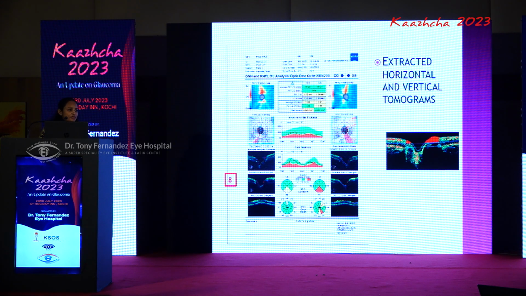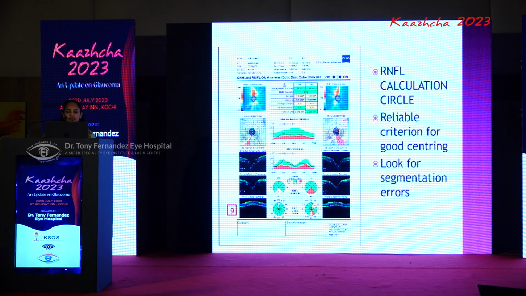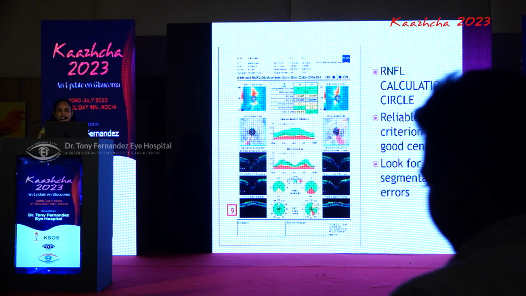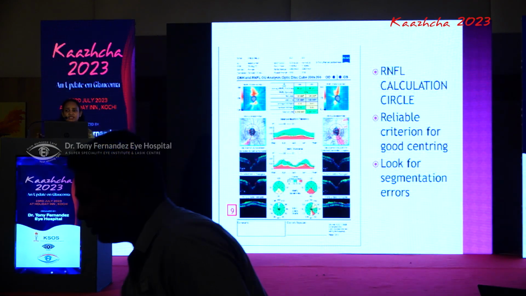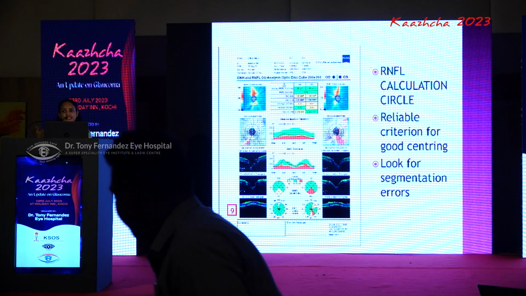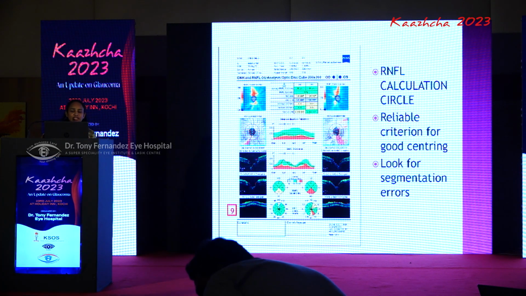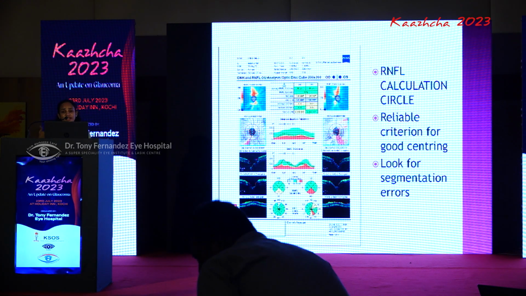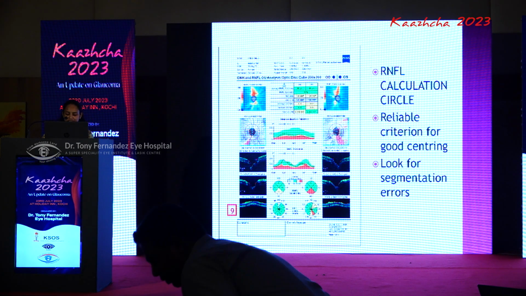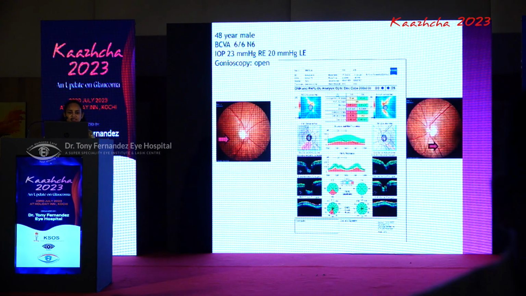What is its significance? The significance is that whether the machine has identified the optic disc margin correctly can be picked up from this, whether the Bruch's membrane opening has been correctly identified. Then you have the RNFL calculation circle, which is a reliable criterion for good centering. It helps to find out segmentation errors in certain vitreoretinal interface diseases such as epiretinal membranes. The machine may not correctly identify the RNFL. Those errors can be picked up from the RNFL calculation circle.